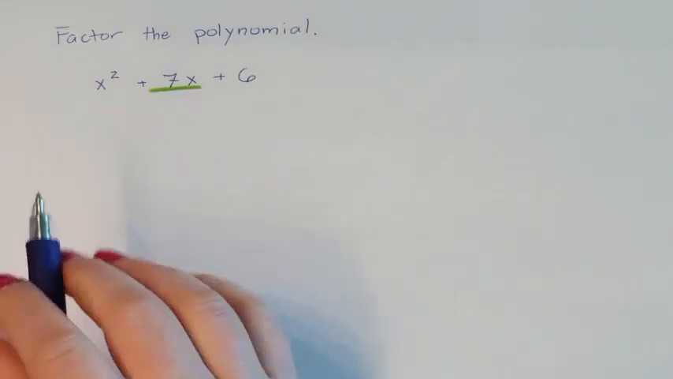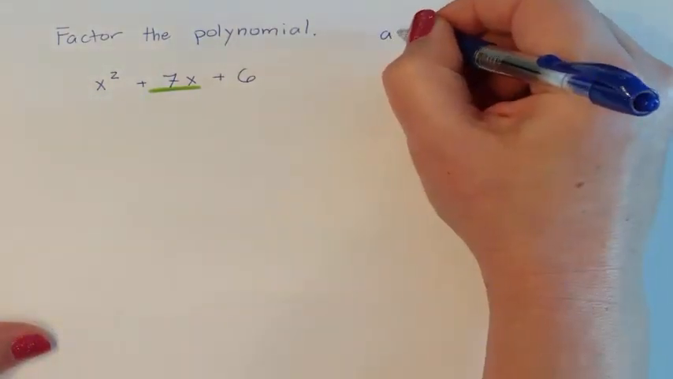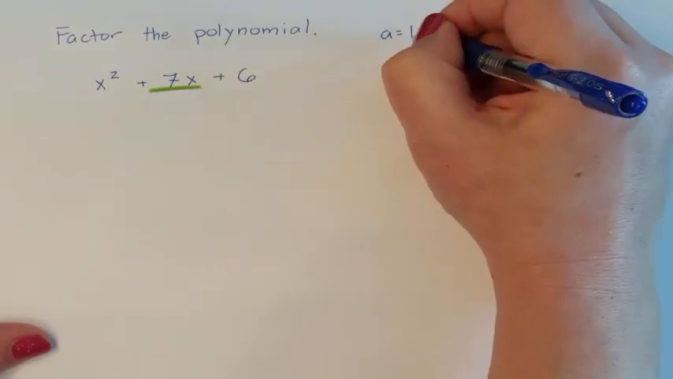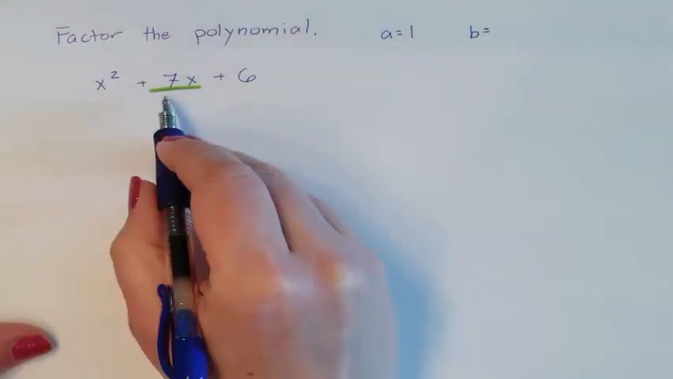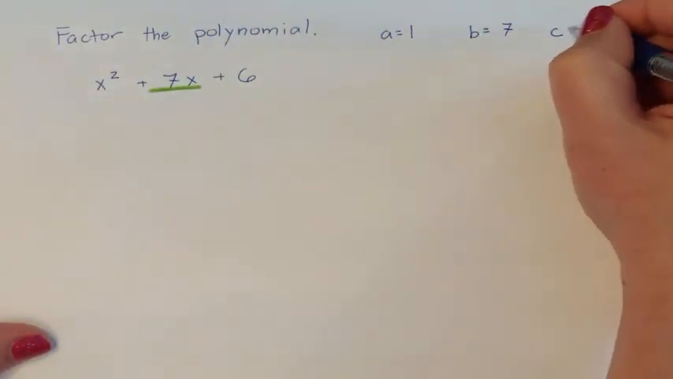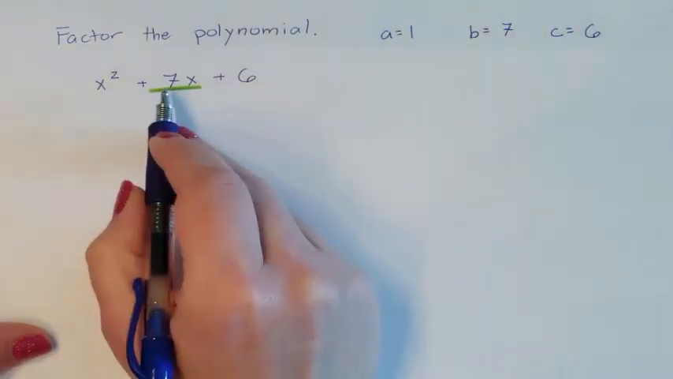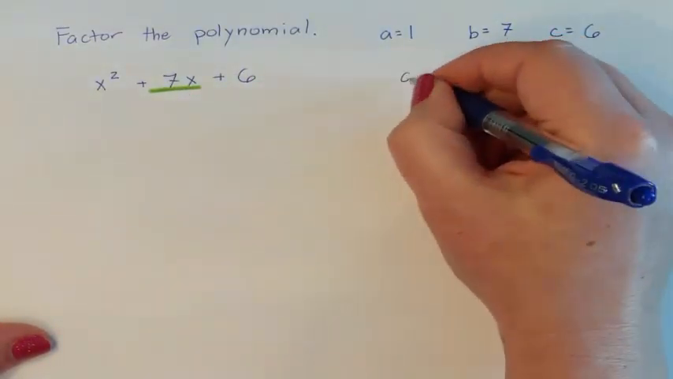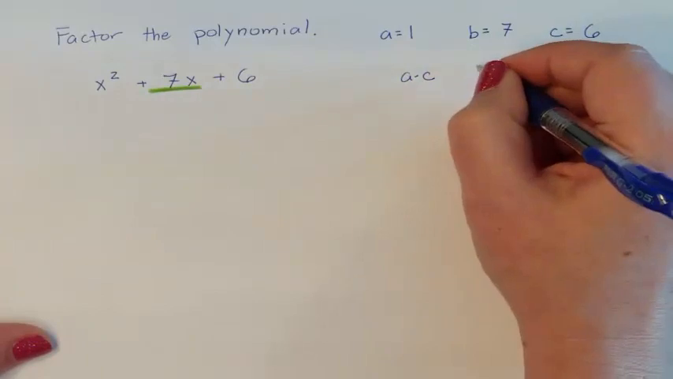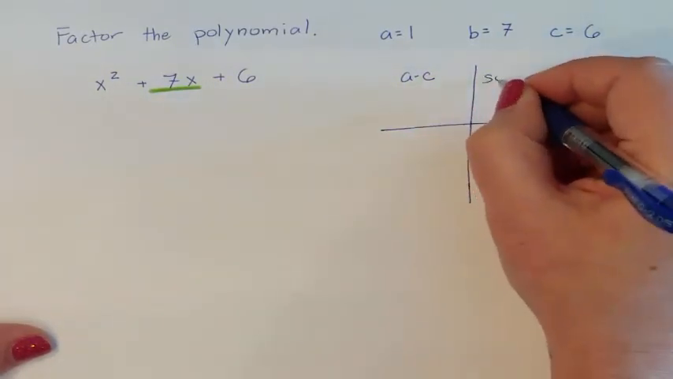So we would actually have 4 terms. To do that, we have to identify A, it's the number in front of the x squared. Identify B, it's the number in front of x. And identify C, it's the constant. To be able to figure out what numbers these split into, we need to do whatever A times C is going to add up to B.